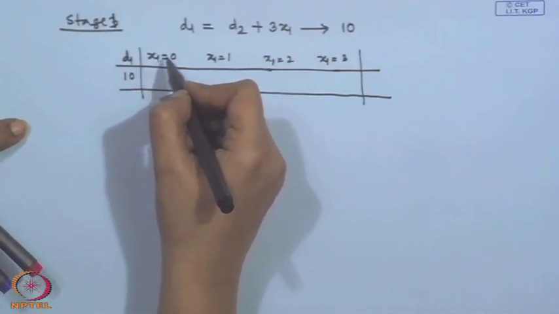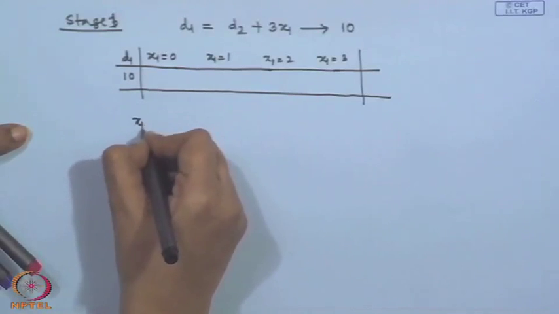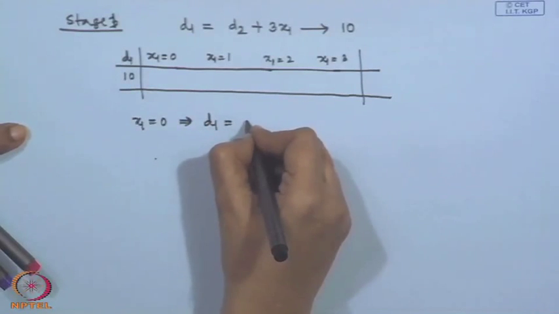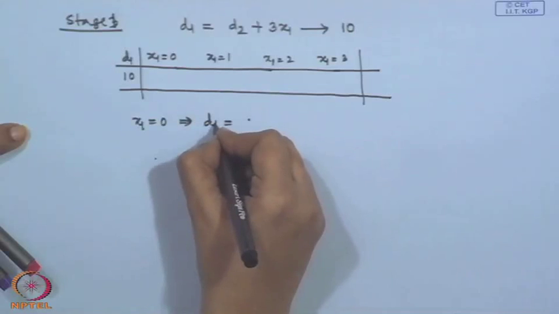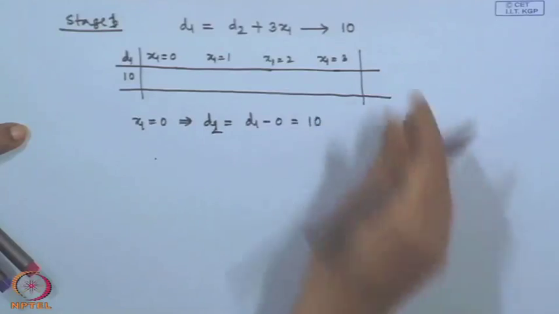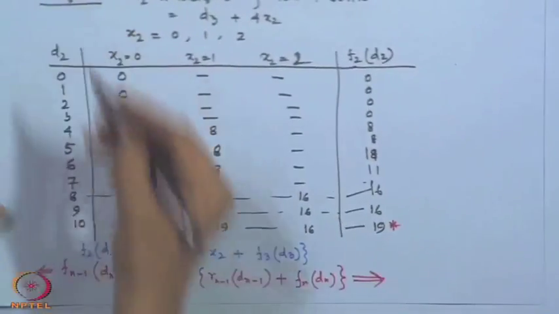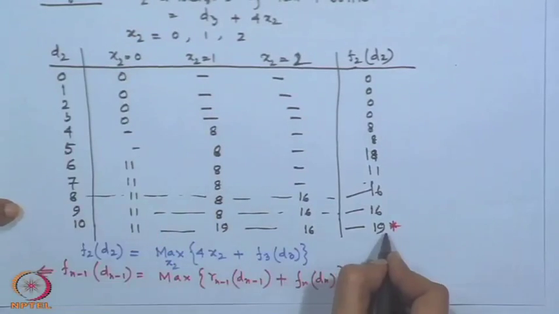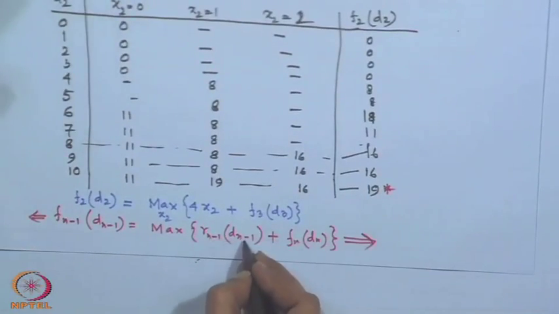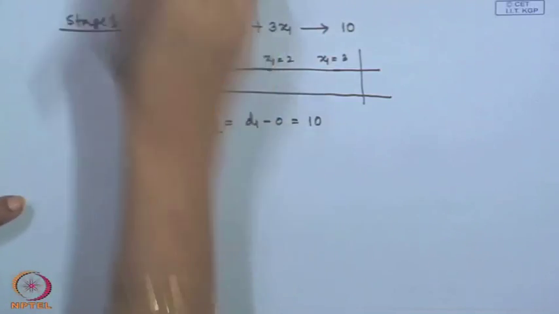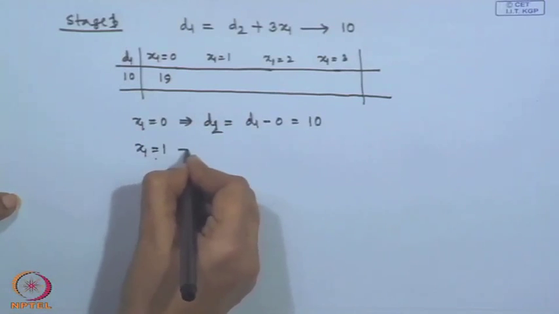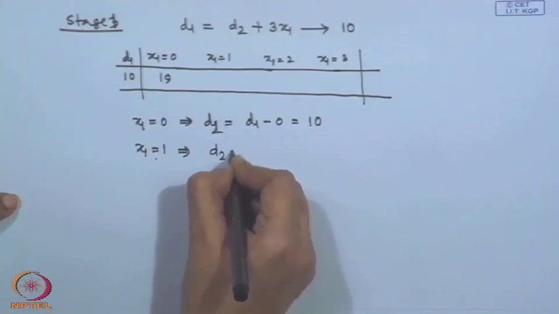If we consider x1 equal to 0, what does it mean? It means D2 is equal to D1 minus 0, that is equal to 10 only. If I go back to the previous stage, for D2 equal to 10 the corresponding objective functional value is 19, and here the return is 0 for this case, that is why 0 plus 19 would be 19 only.